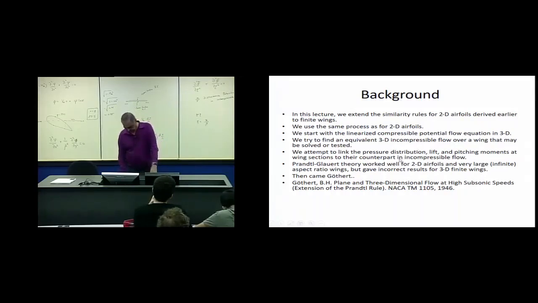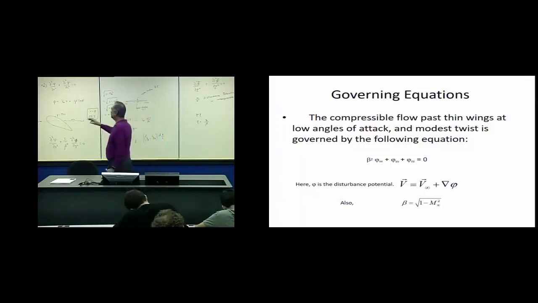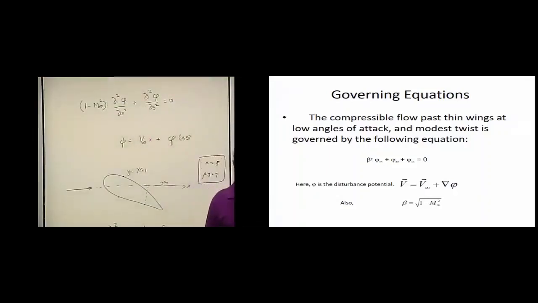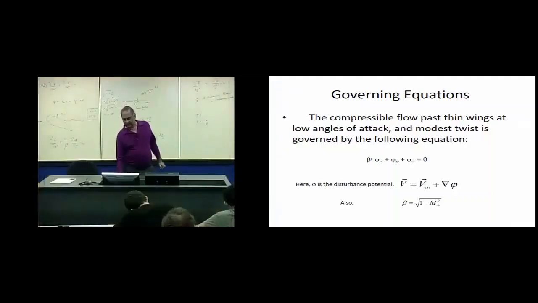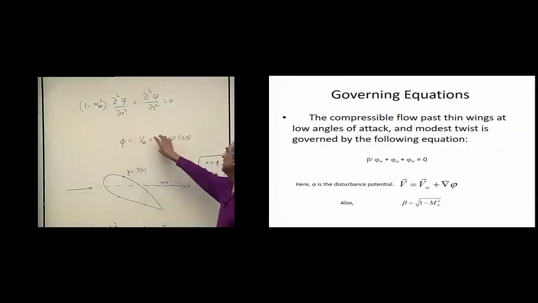So let's start with the governing equation. Instead of just having beta squared times the x derivative and the y derivative, now you pick up also the z derivative. Velocity, for example, d phi dx, is V infinity plus d phi dx. So every component of velocity has a free stream part plus a disturbance part. We can take a derivative of it.